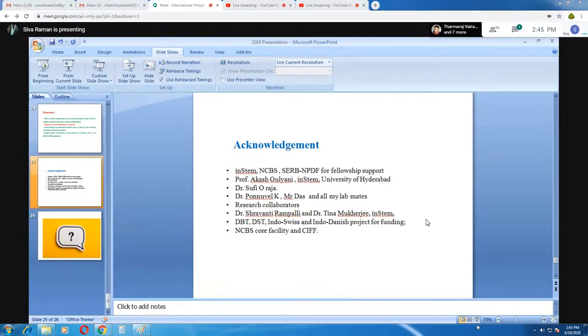And finally, without the support of DBT and DST and the Indo-Swiss and Indo-Danish projects, we wouldn't finish this type of work, so we are acknowledging that generous funding and the NCBS core facility and the chief for the imaging facilities. Thank you.